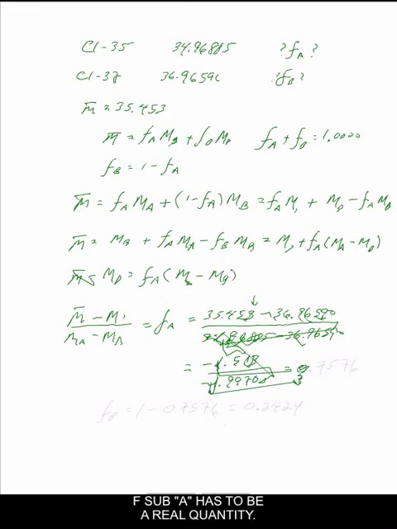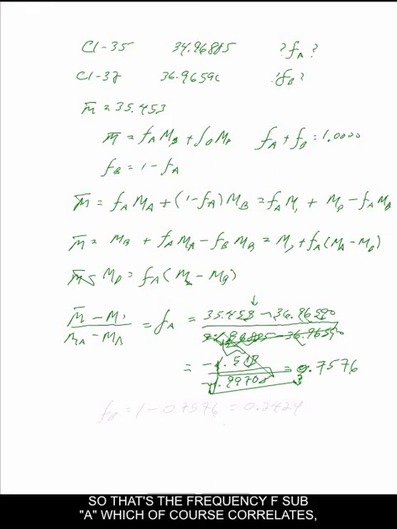Notice, and of course you have a real problem if it doesn't work out this way, F sub a has to be a real quantity. It has to be greater than 0. But I have a minus number divided by a minus number, so of course it comes out positive, and this arithmetic comes out to 0.7576 for sig figs based on the top number of minus 1.513. So that's the frequency F sub a, which of course correlates, remember, to the first isotope, the chlorine-35, because I arbitrarily defined it that way.